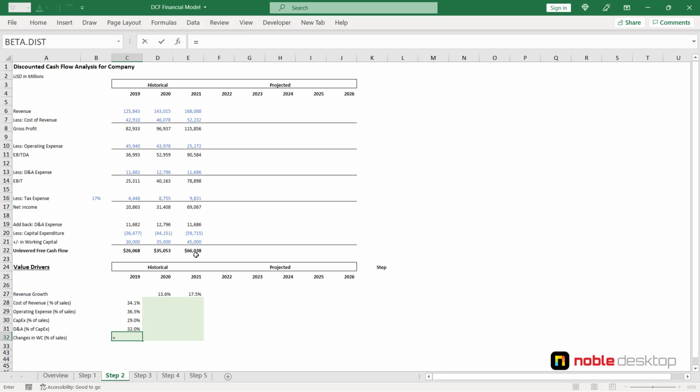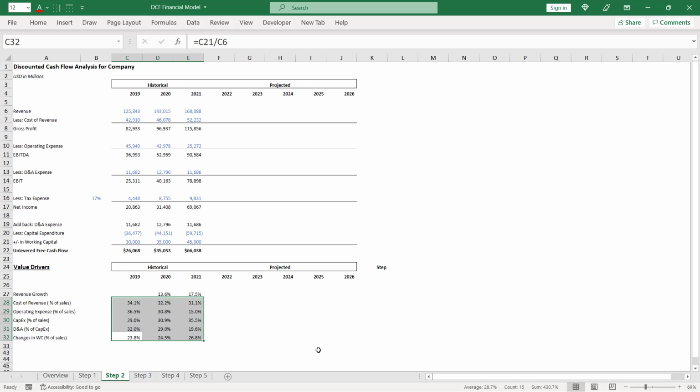And my changes in working capital as a percentage of sales will be my changes divided by my revenue. Great job! Now I'm going to fill those formulas to the right for all historical years, and our second step for our simple DCF model is completed, where we found value drivers for historical years. The next step is to make assumptions for projected years value drivers.